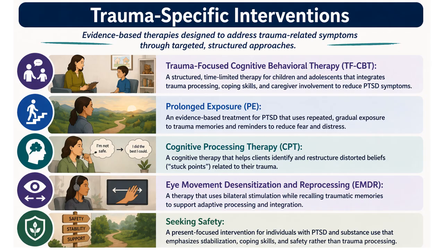TF-CBT is a structured, time-limited approach that combines trauma processing with cognitive restructuring, psychoeducation, affect regulation skills, and family involvement. It is delivered in parallel with both the child and a supportive caregiver, recognizing that the child's healing occurs within the context of their most important relationships.